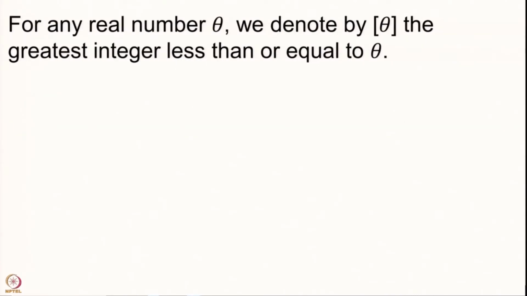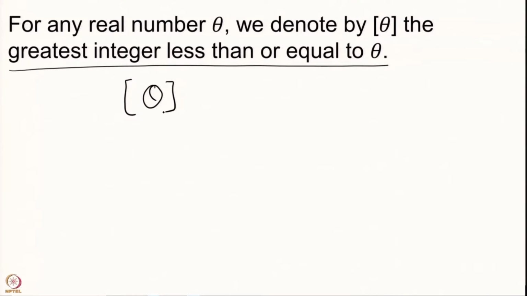We need some notations. For any real number theta, the square bracket theta is the greatest integer less than or equal to theta. So, this greatest integer has the property that it is less than or equal to theta, and theta is strictly less than the greatest integer of theta plus 1. This is called the floor function. We also sometimes use this symbol to denote it.